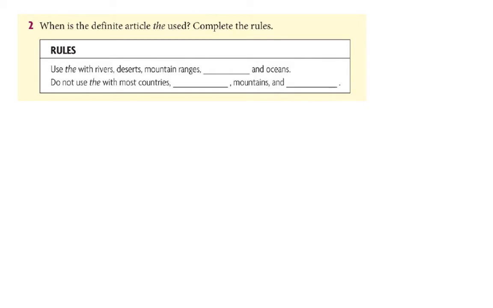Now we have exercise 2 from the review. It is important because it is about how to use the definite article. When is the definite article 'the' used? Complete the rules. Use it with rivers, deserts, mountain ranges, and seas and oceans.